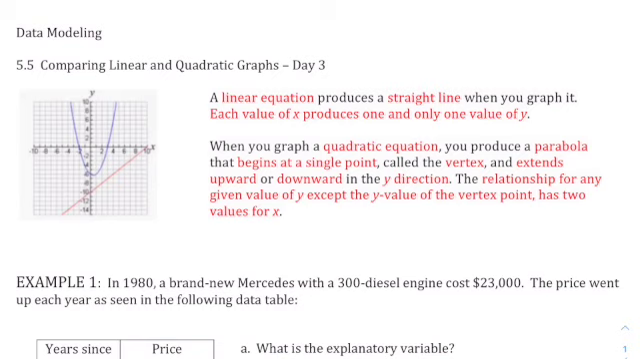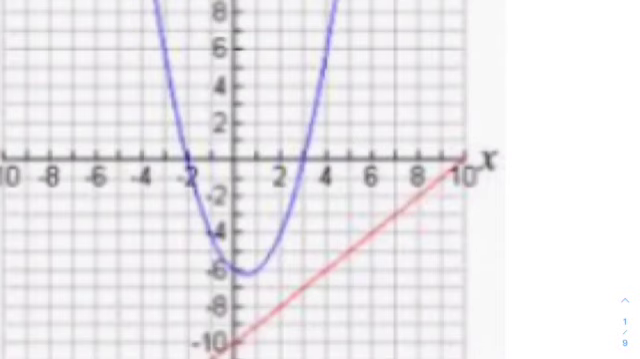Next, when you graph a quadratic equation, you produce a parabola that begins at a single point called the vertex and extends upward or downward in the y direction. For any given value of y, except the y value of the vertex, there are two values of x. Here's my vertex, and for any other point, there will be two x values, one on each side of the vertex.